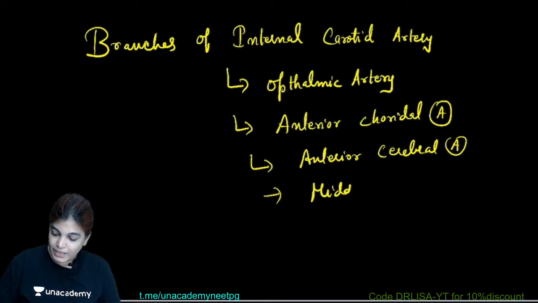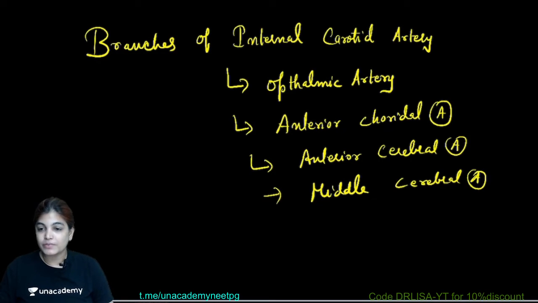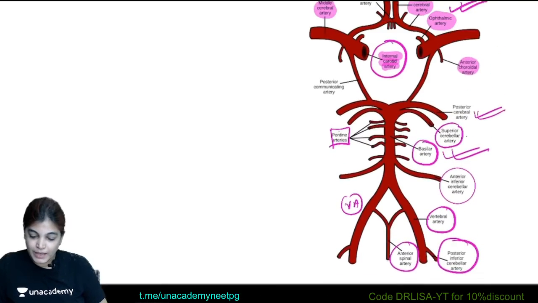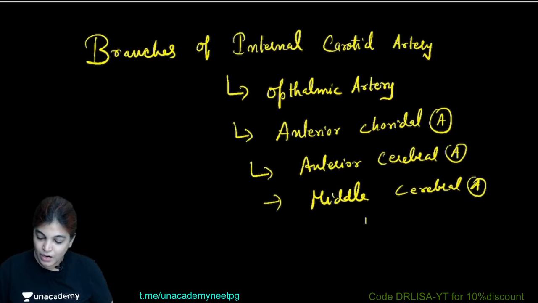It also gives the communicating branches. These are the important branches of the internal carotid artery, which is given in the cranium, in the brain area. So I am just talking about this. Further, there are so many branches of these important arteries. We have seen also here, it also contributes to the communicating artery, posterior communicating artery.